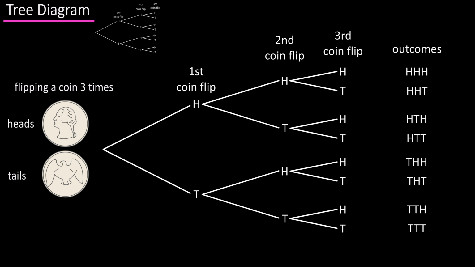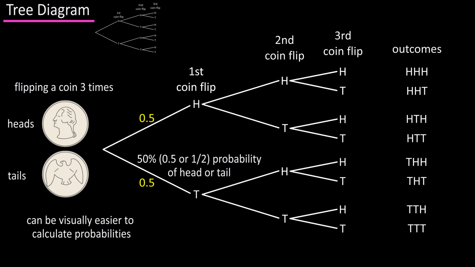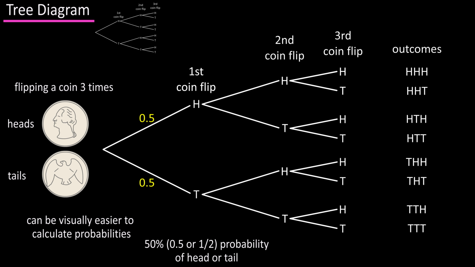Tree diagrams also make it somewhat easy to calculate probabilities. Starting with coin flip number 1, we can get a head or a tail. So there's a 50% probability of either, which is 0.5, or fractionally 1 over 2. So we can write that in near the branch going to H for coin flip number 1, and do the same for the branch going to T for coin flip number 1. And we can actually write in 0.5 for each branch in the diagram, because there's always a 50% probability of being a head or a tail.